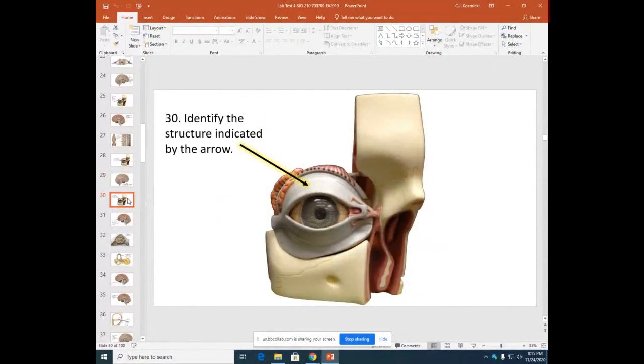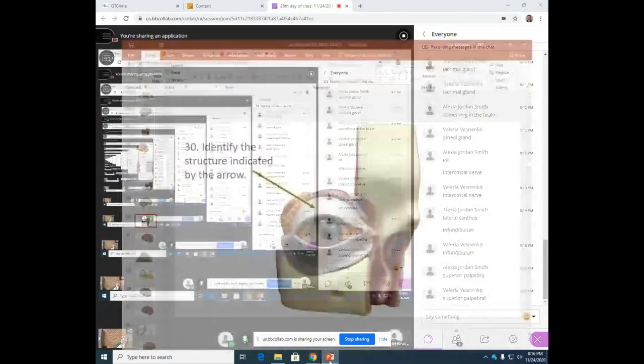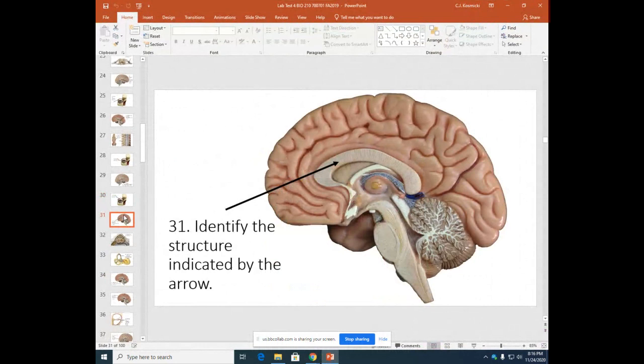All right, identify the structure indicated by the arrow, on the top portion of the eye. What do y'all think? The superior palpebrae. Yep. Very good at home. Superior palpebra. Good. All right. Back on the inside.